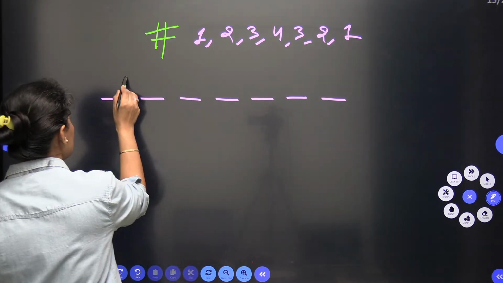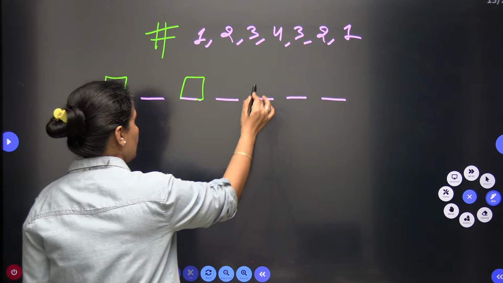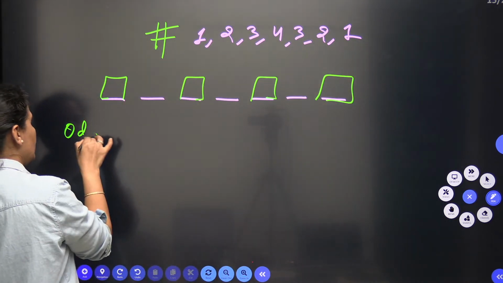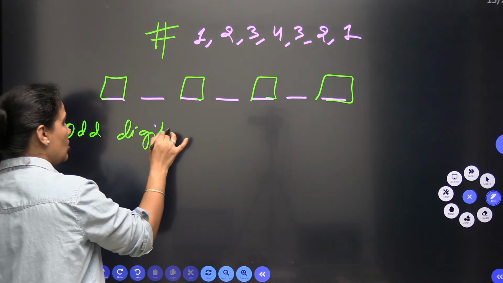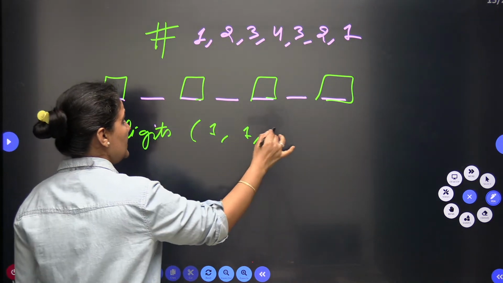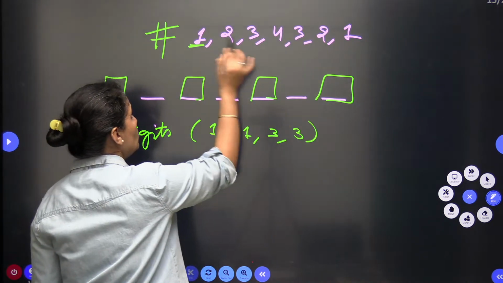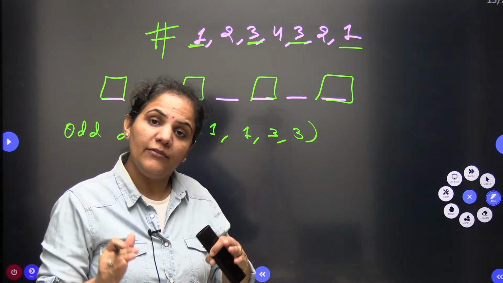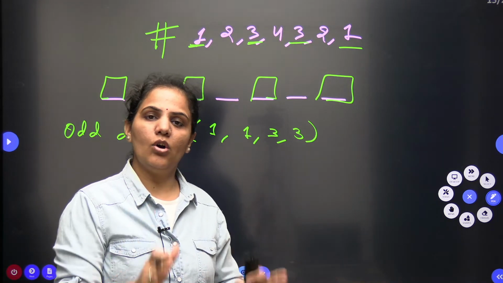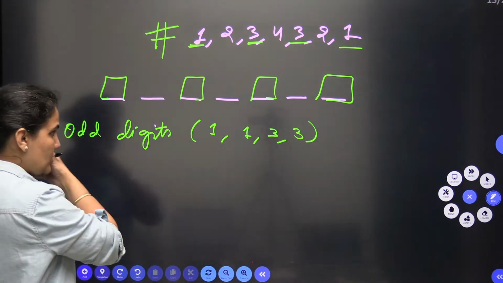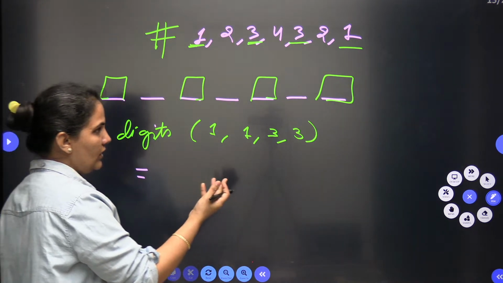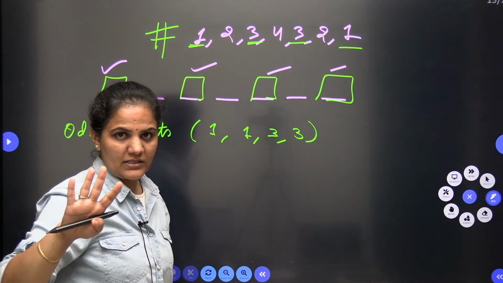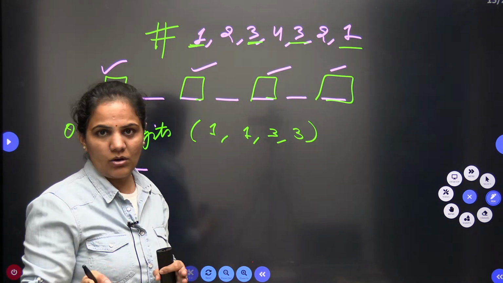So the odd places are first, third, fifth and seventh. These places are occupied by the odd digits. Which digits do we have as odd? The odd digits are 1 1 3 3. We have 2 times 1 and 2 times 3. So these are the odd digits which will be placed at the odd places. Here we can see we have 4 digits and 4 odd places.